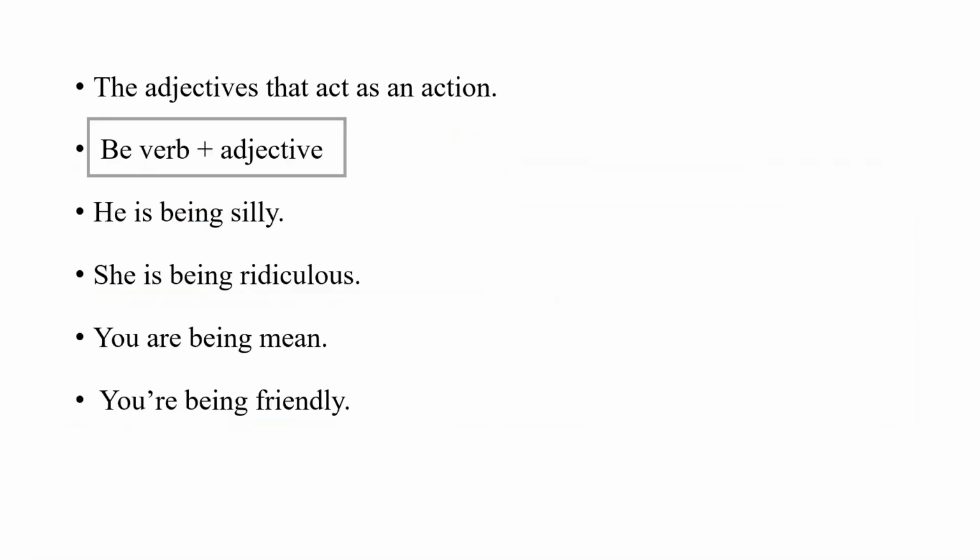But when we use dynamic adjectives in sentences, the sentence structure is be verb plus adjective. Now look at the example. He is being silly. She is being ridiculous. You are being mean. You are being friendly. Now here you can see the sentence structure is be verb plus adjective. Now in this video I discussed the differences between the two types of adjectives and the two types of verbs.